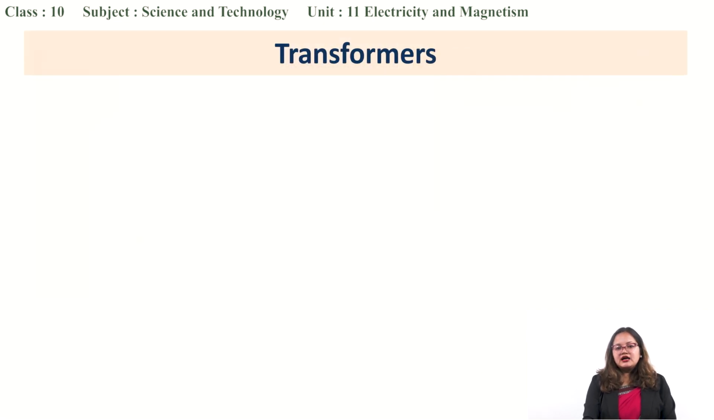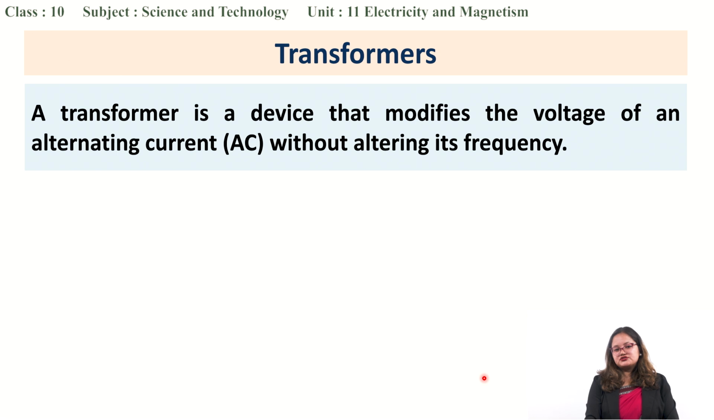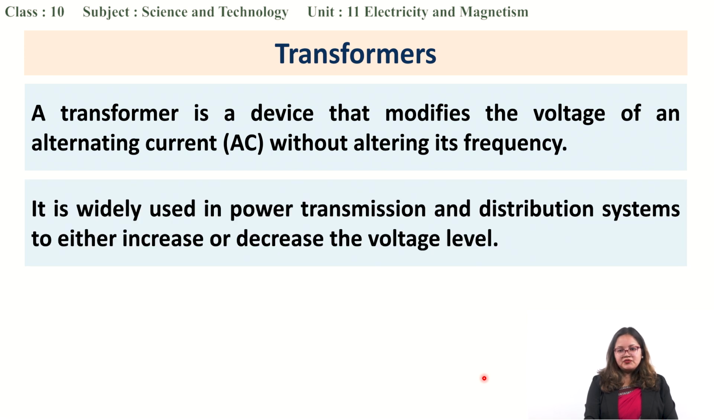Before that, let's recall the definition of the transformer. It is a device that modifies the voltage of an alternating current without altering its frequency, and it is widely used in power transmission and distribution systems to either increase or decrease the voltage level. So it only increases or decreases the voltage level, but it does not alter the power or the frequency provided by the AC source. It just alters the voltage, and it maintains the same power by altering the current.